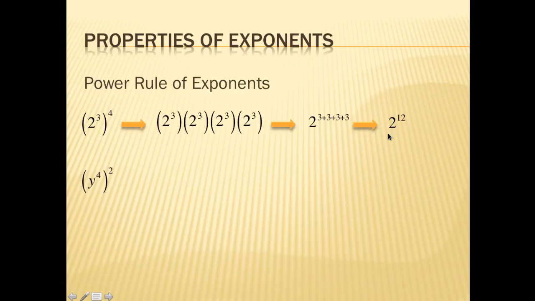Let's try another one with a variable. Y to the fourth to the second power. That's y to the fourth times y to the fourth. Or y to the 4 plus 4. Or y to the 8. 4, 2, 8. You can probably see what happens when you raise a power to a power. You then multiply these exponents.